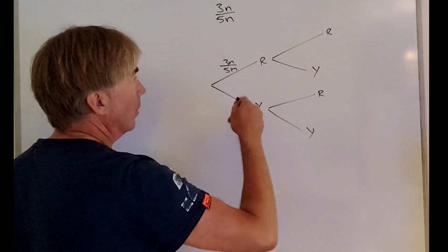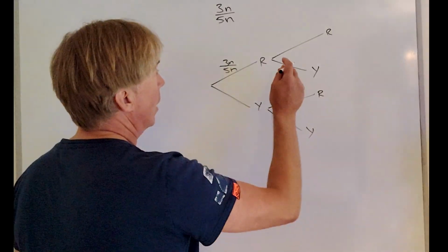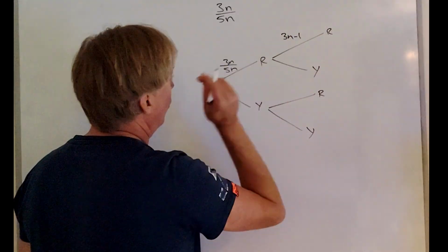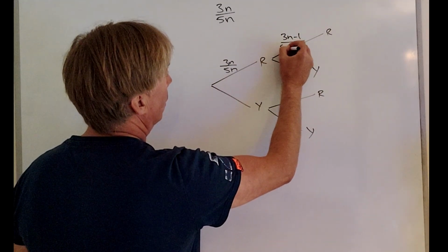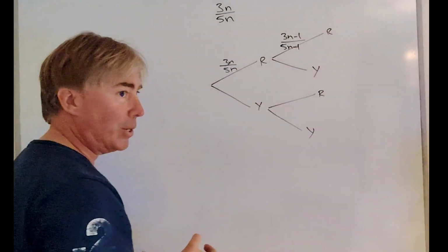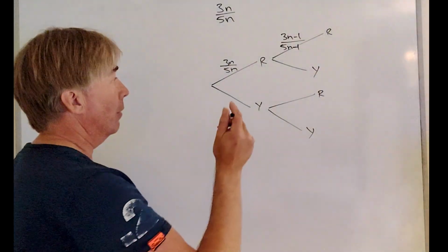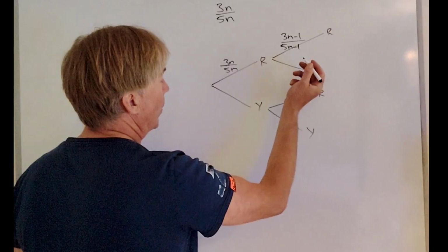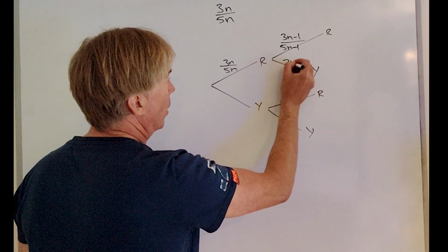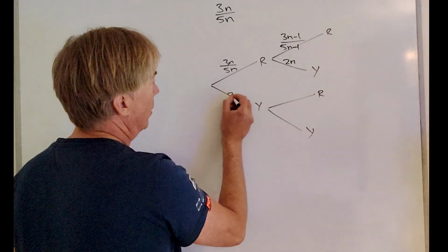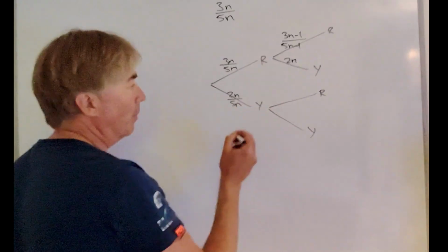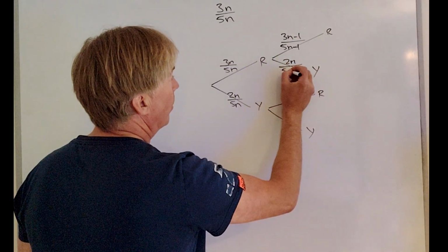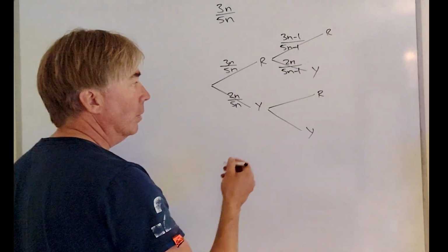And then when we take one out, we have to assume that it's not replaced, i.e. a red's taken out and not put back in again. We're going to have one less red and also one less counter. So our fraction becomes 3n minus 1 over 5n minus 1. And similarly with the yellow branch, we haven't taken one out. So I know there's still only 2n, because that's the 2n over 5n probability branch down here. We now know there's still 2n yellows, but 5n minus 1 counters in total.